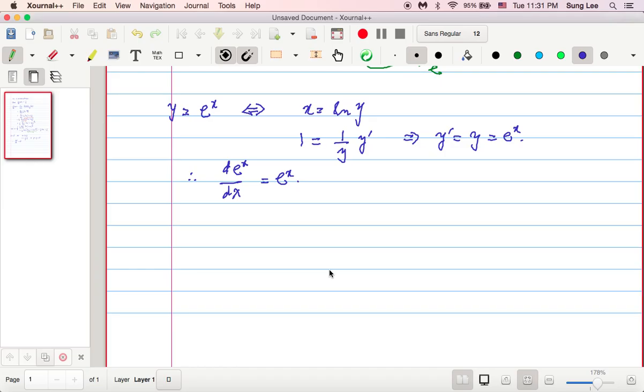Okay, how about the more general cases, where the base of the exponential function is something other than e? In general, what if we have y equals a to the x? What do we do? The same relationship holds. In that case, y equals a to the x means x equals log with base a of y. Oh, I'm sorry, it's not x, it's y.